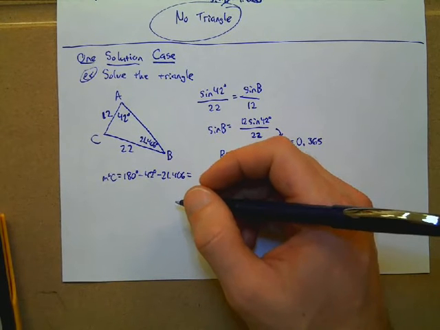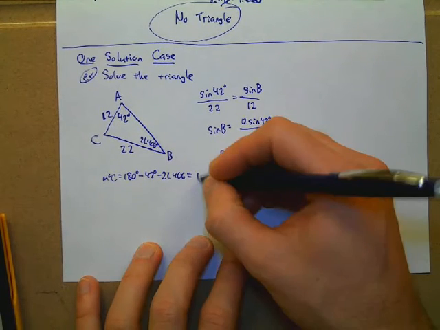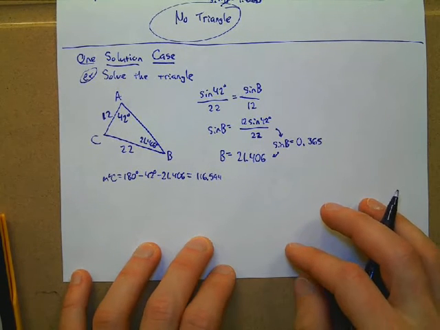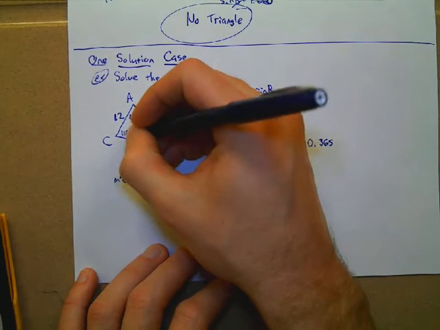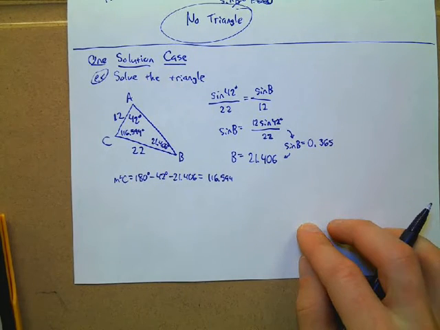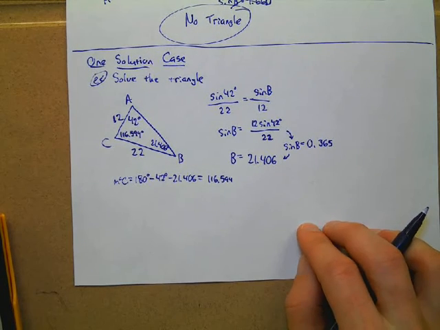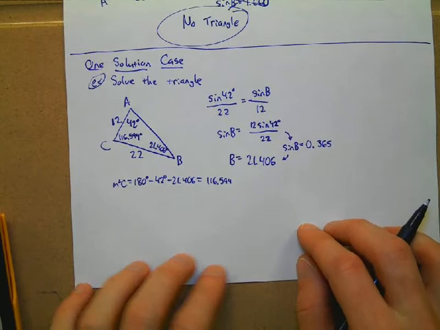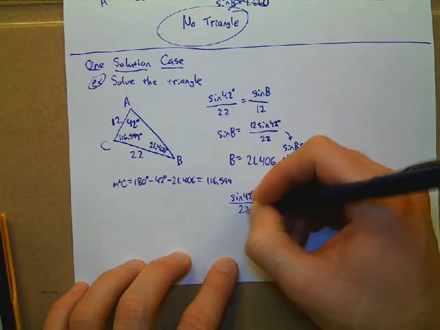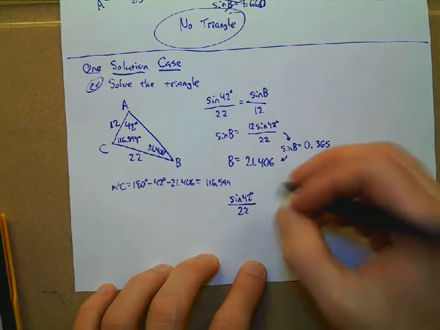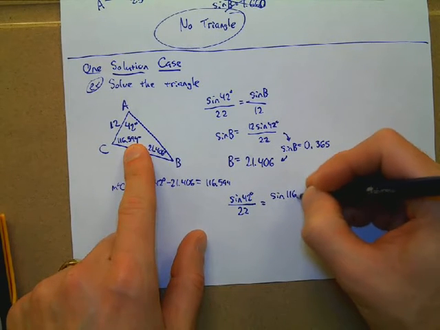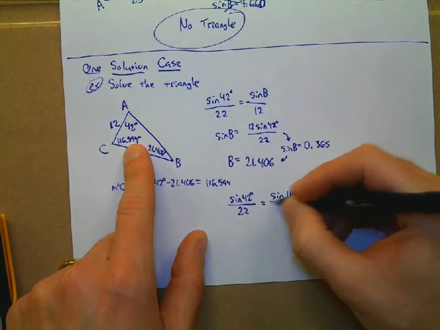I really did not draw this triangle to scale. Then we have one more piece to solve for, and that's the side opposite angle C. Again, I would suggest you go back to using the original sine of 42 over 22, equal to sine of 116.594 over little c. Again, we can't use the Pythagorean theorem here. We don't have a right triangle. The Pythagorean theorem does not apply.